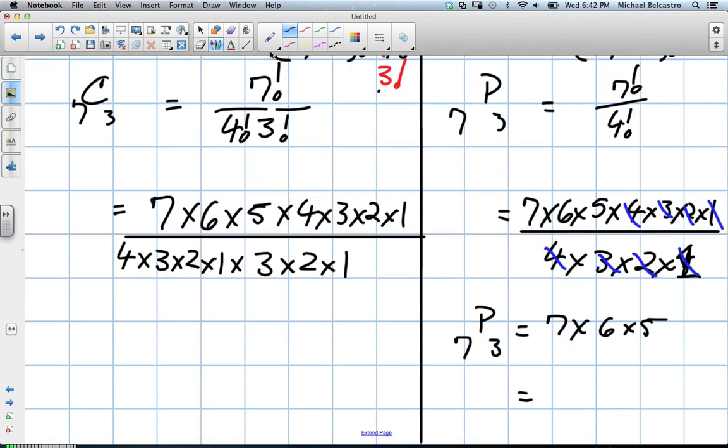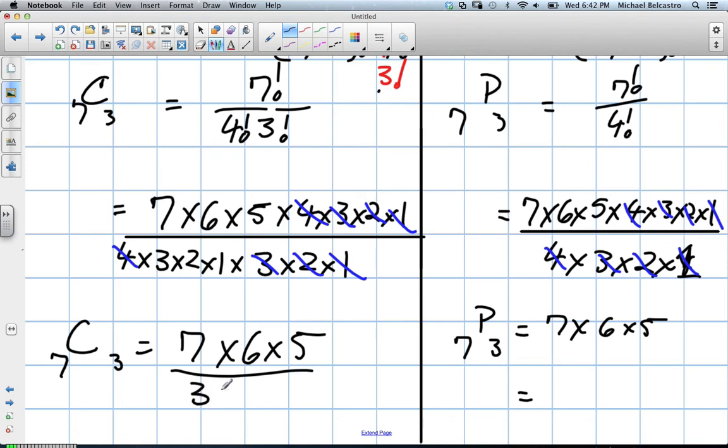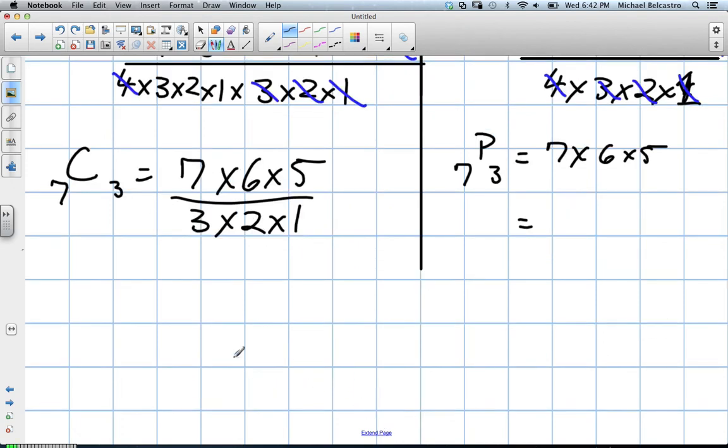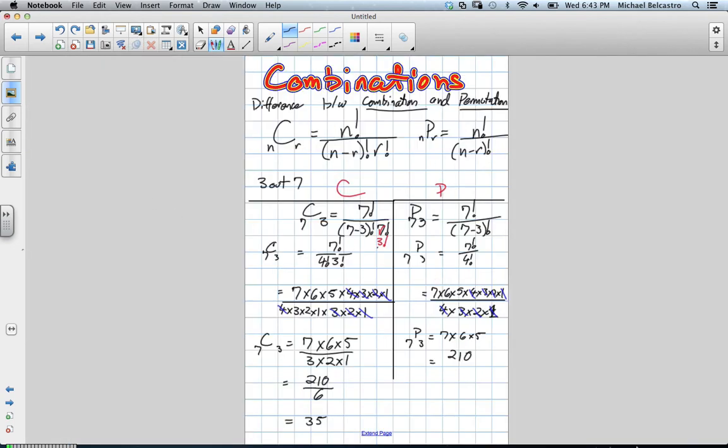Okay? So when we go to cancel things out here, well, we have a 1, a 2, a 3, and a 4. So now what we're left with for this combination of 7 and 3 is 7 by 6 by 5 on top, but underneath we still have 3 by 2 by 1. So it's going to be a smaller number. So in the end, what are we going to get? 210 over here, and this becomes 210 divided by 6, I think, right? Which is going to give us 35. Yep. There we go. So a very different number from the permutation to the combination answer. Okay, algebraically we have very different things here.